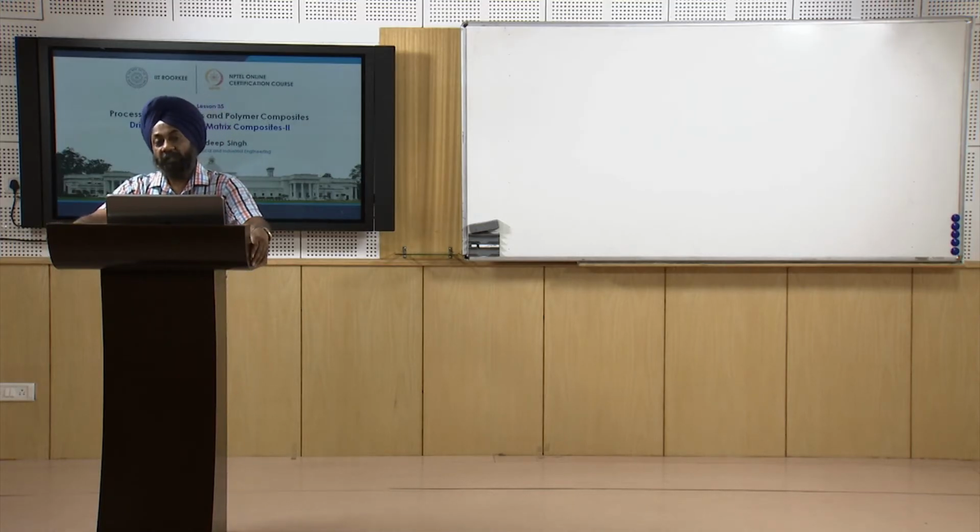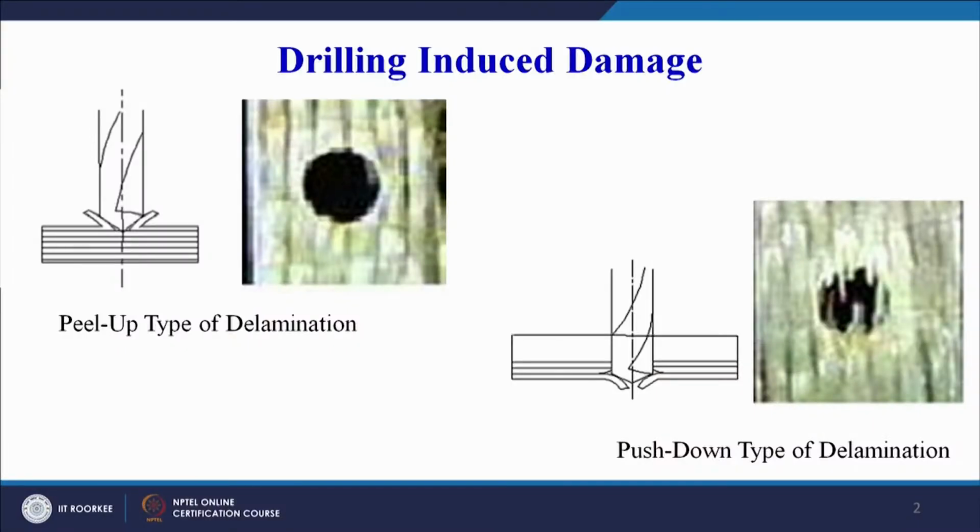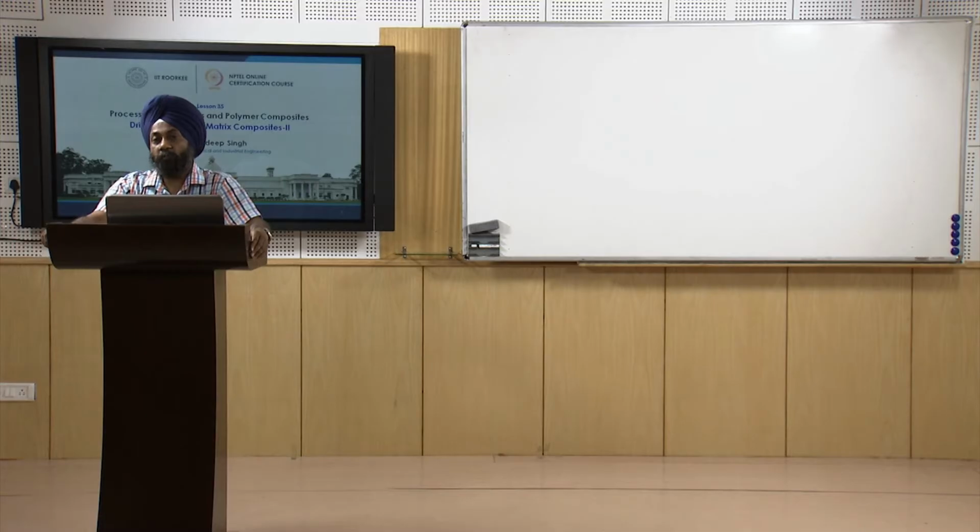Just to have a brief overview of what we have already discussed, we have seen that different types of damage forms may be observed, recorded or quantified in case of drilling of polymer matrix composites. Most prominent among them is the peel up type of delamination and the push down type of delamination. There can be damage in forms of fiber pull out, matrix burning, chipping, spalling. So there are different types of damage forms that may occur during the drilling operation.